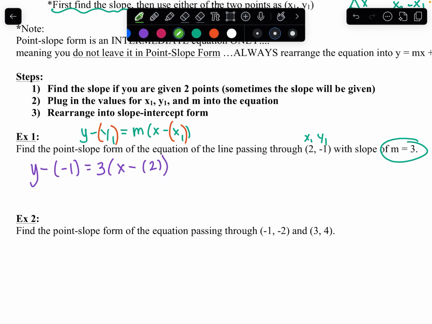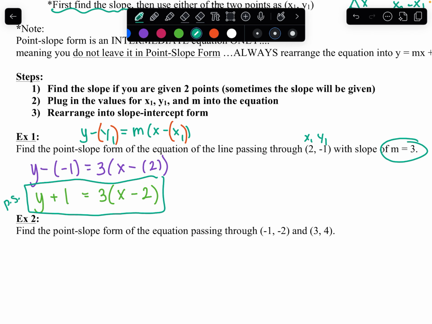And then we're going to simplify it because a double negative creates a positive, and we get y minus 1 equals 3 times x minus 2. Now, if I ask for the point slope, I'm going to put PS, that would be my point slope formula. We can also keep going and simplify it, so that means we would distribute in, so 3x minus 6, and then add 1 to both sides to get it into slope intercept form to make it easier to graph.